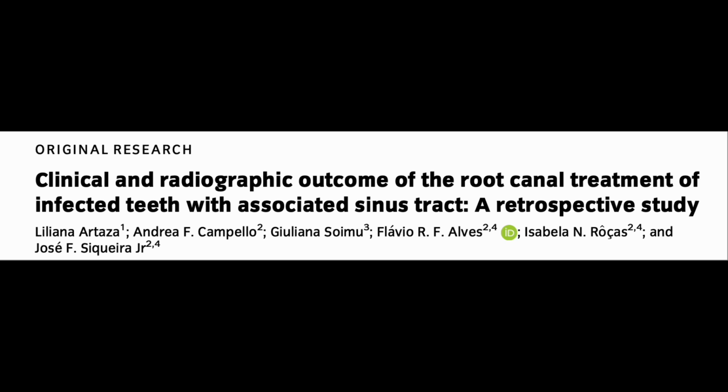Today's article is titled Clinical and Radiographic Outcome of the Root Canal Treatment of Infected Teeth with Associated Sinus Tract. It's a retrospective study conducted by Siqueira and his group from Brazil. It was published in 2021 in Australian Endodontic Journal.